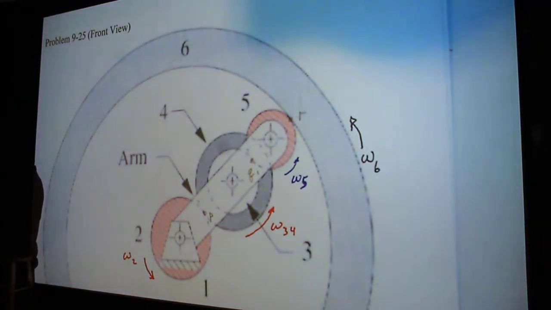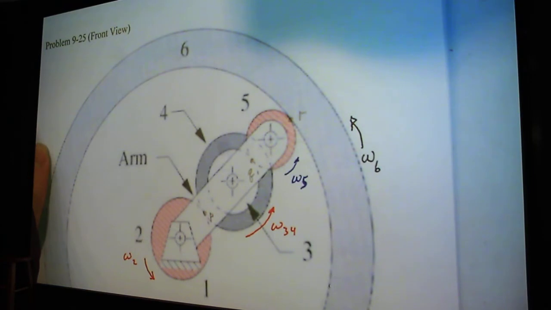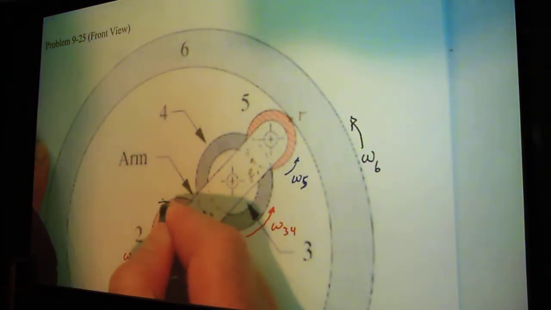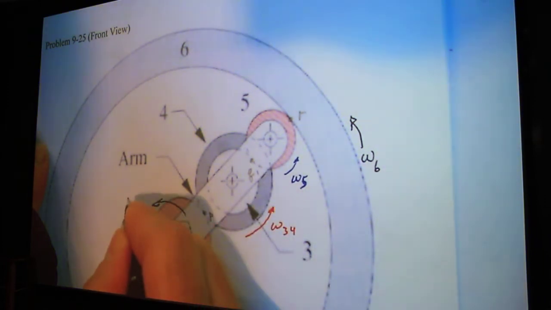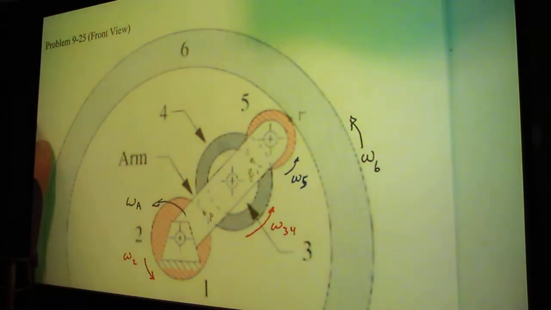Okay, so this right here, and then we have the arm, of course. So the arm, where do I want to write this? So the arm, we have omega arm going like that. Okay?